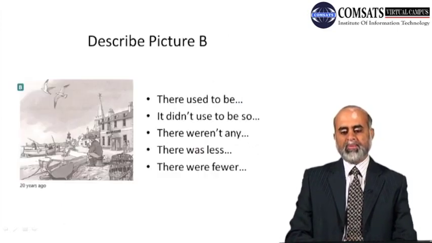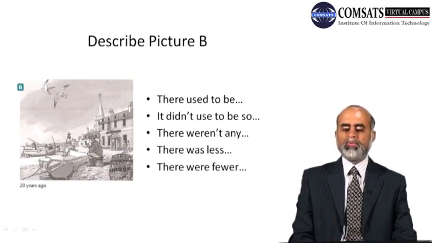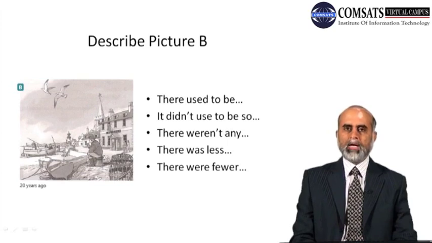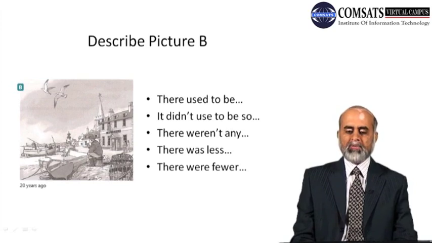Okay, now you are going to describe picture B on your own. And while you describe it, you can use these phrases given in the right. You can say there used to be, birds, for example, right? It didn't used to be so crowded or so dirty. There weren't any high-rise buildings, for example. There weren't any aeroplanes, for example. There was less pollution. There was less noise. And then you can say there were fewer cars, fewer people. In fact, there were no cars. There were fewer people. There were fewer boats, etc., etc.